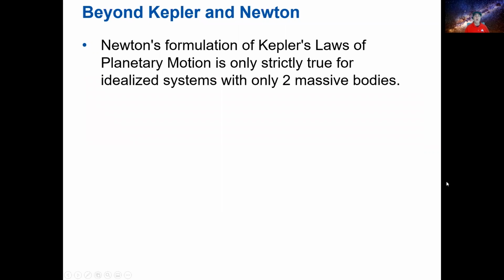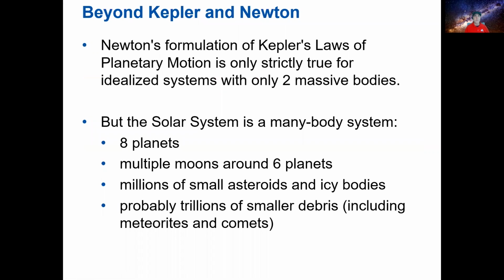Newton's formulation of Kepler's law of planetary motion is only strictly true for idealized systems with only two massive bodies. But the solar system is a many-bodied system with 8 planets, multiple moons around some of those planets, millions of small asteroids and icy bodies, and probably trillions of smaller debris, including meteorites and comets. So how do we address this multi-body problem?